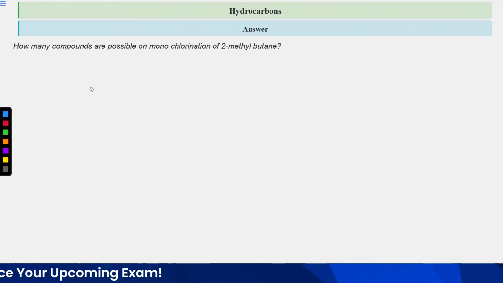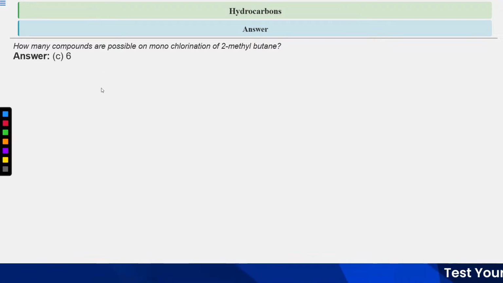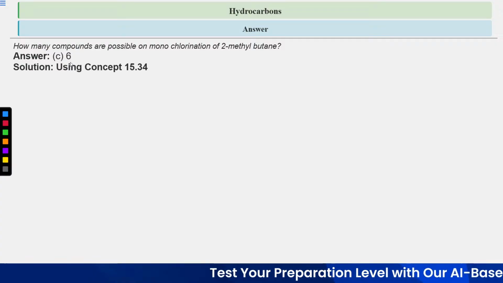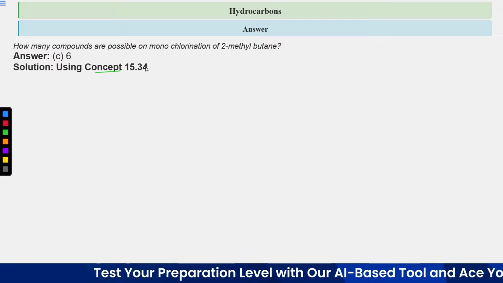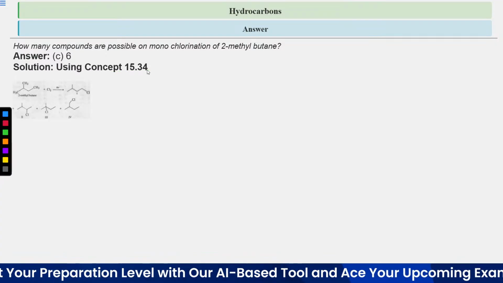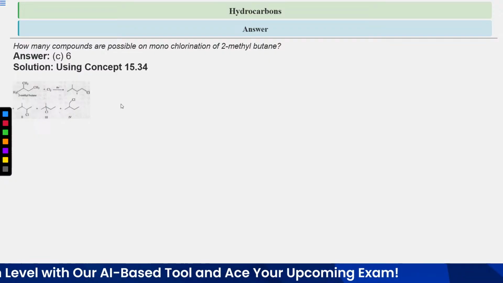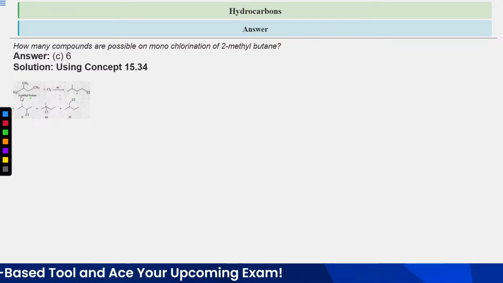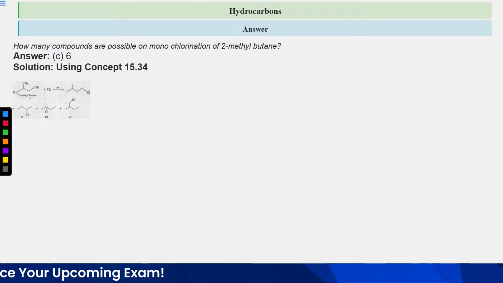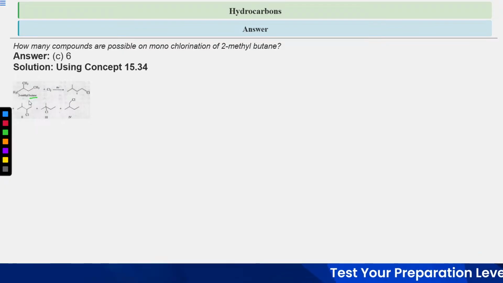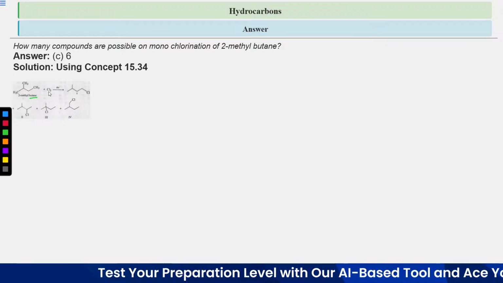So for the given question, the correct answer is option C, that is 6. Now using concept 15.34, this will be the reaction following that when you react 2-methyl butane. That means at the second position we have a methyl side chain, otherwise four carbons are present in our parent chain, so it will be 2-methyl butane.